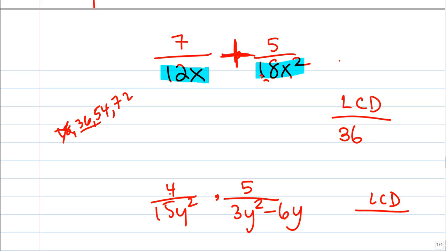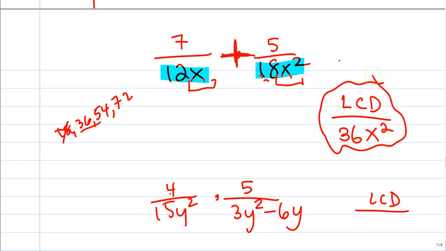What about the x's? Keep the highest power, x and x squared, so they would both be an x squared. So now I could technically make them both the same and add those fractions. That's the next section. For now, you're just finding the least common denominator.